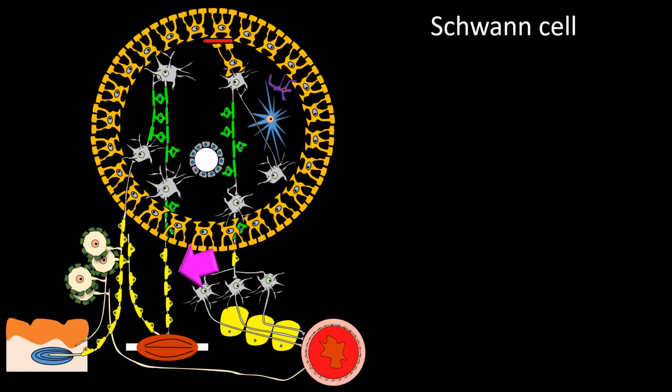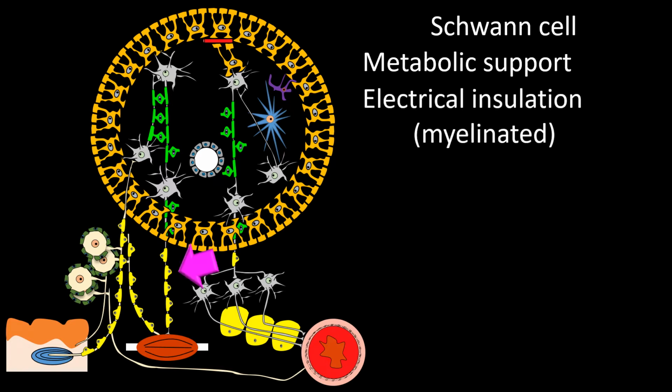Schwann cells are present around myelinated axons and non-myelinated axons, as previously mentioned. They provide metabolic support for both axons, myelinated and unmyelinated axons. In addition, they provide electrical insulation for myelinated axons.